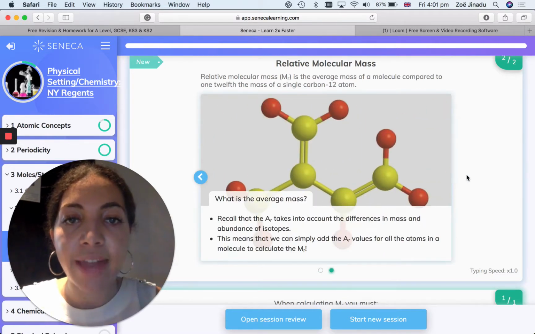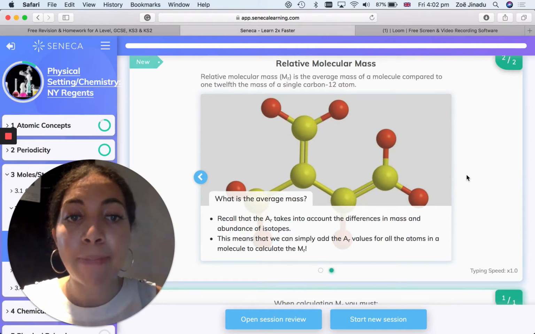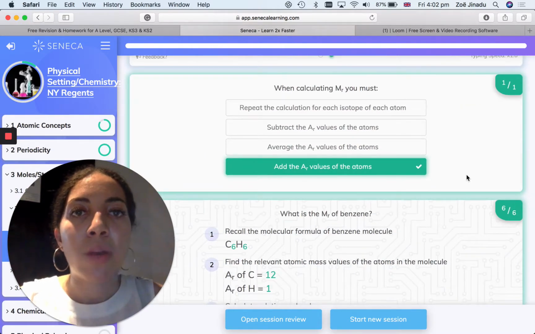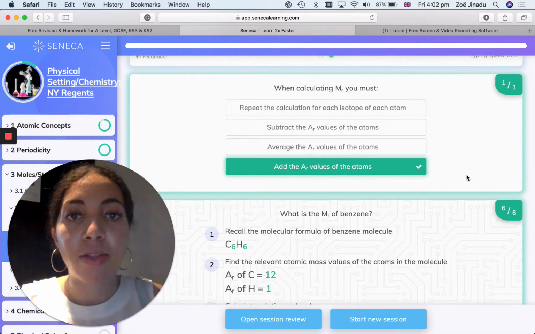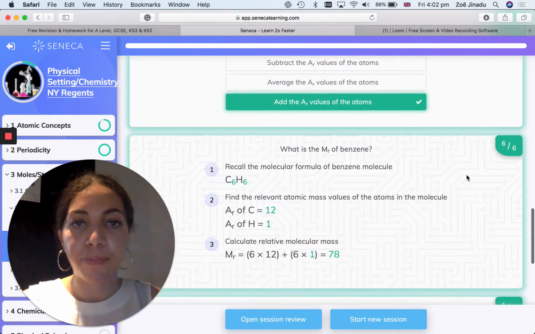Recall that the AR takes into account the differences in mass and abundance of isotopes, right? This means that we can simply add the AR values for all the atoms in the molecule to calculate the MR. Perfect. Good news, everyone. When calculating MR, you must add the AR values of the atoms.